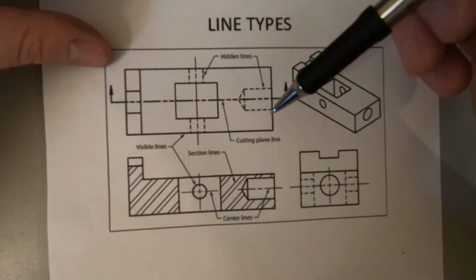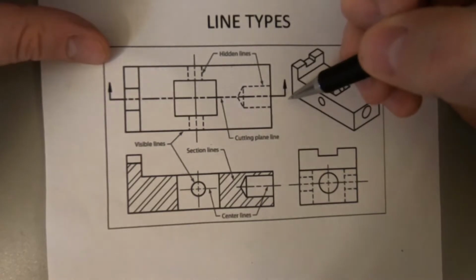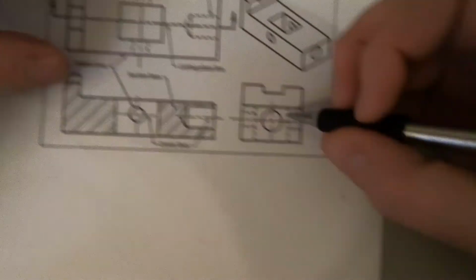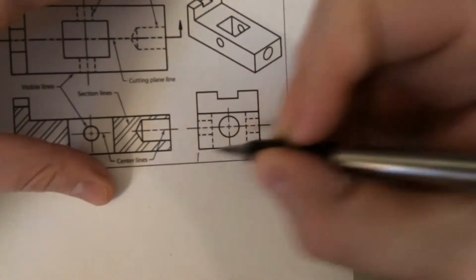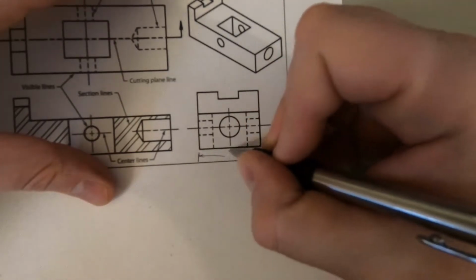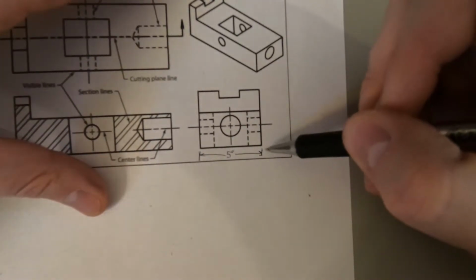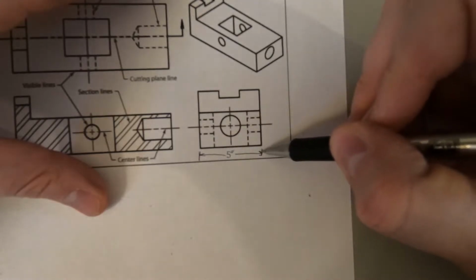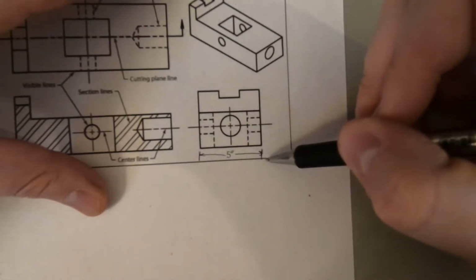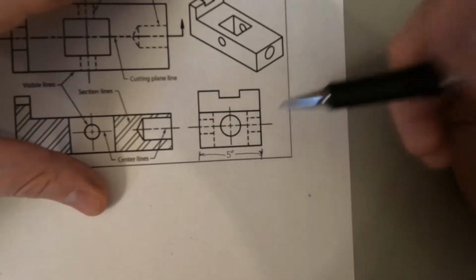Next we have dimension lines, which aren't on this one specifically, but if there were dimension lines on here, they would be, we've got arrows going out to the lines here to show the width of that piece. Next we have center lines.